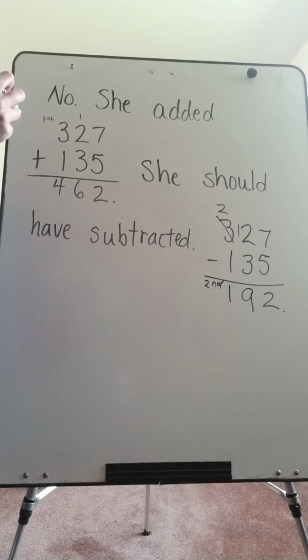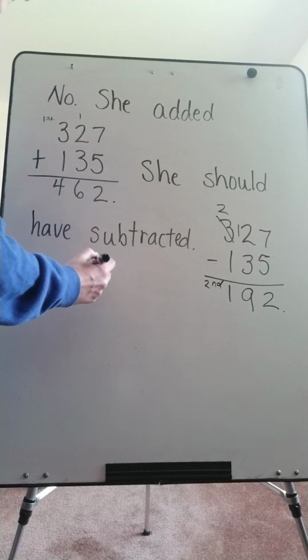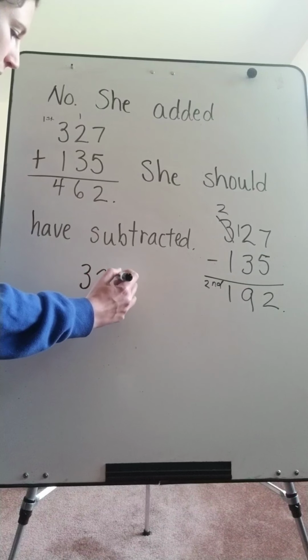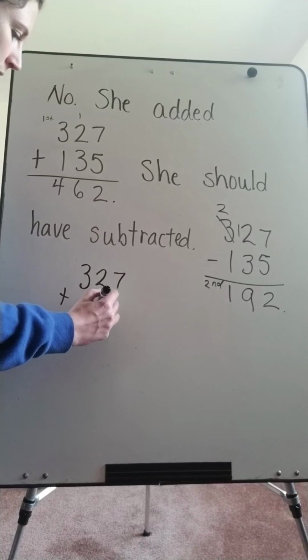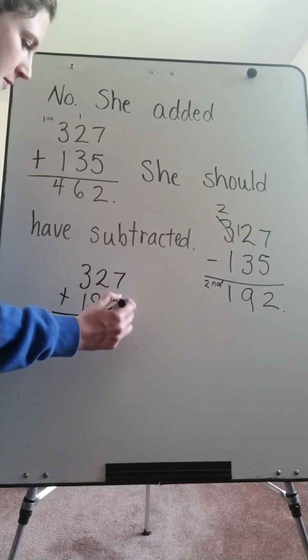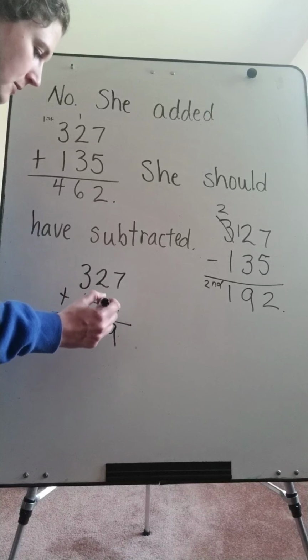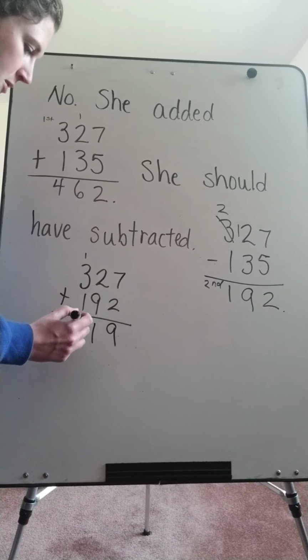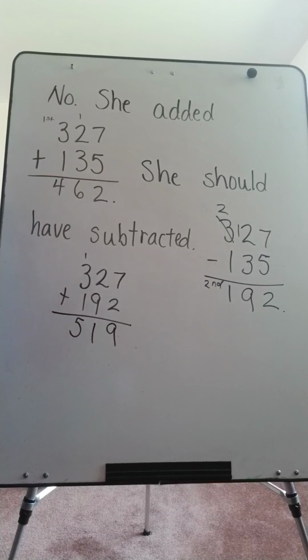So then from there, she would have added 327 plus 192. 7 plus 2 is 9. 9 plus 2, 11. 3 plus 2 is 5. Okay? Those are kind of odd. Just trying to get you to think a little bit, okay?